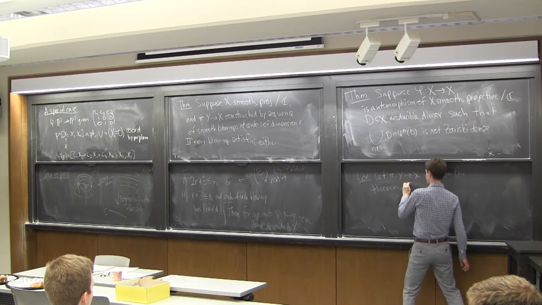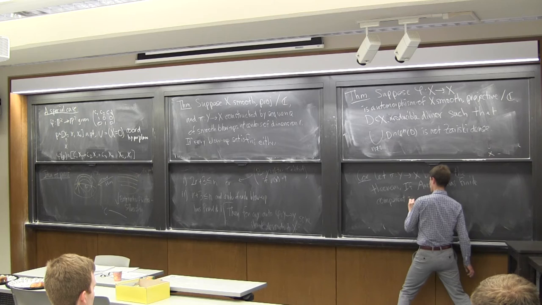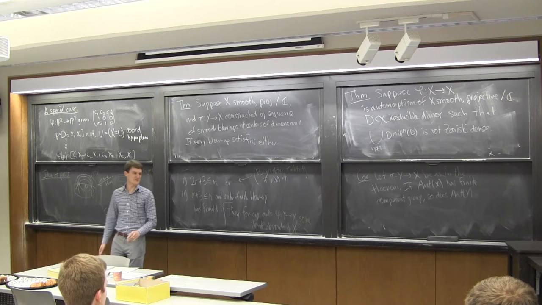If Aut X has finite component group, so does Aut Y. And the proof is more or less what you're suggesting. I think you get a subgroup of GL_n with bounded exponent or something like this, using this uniformity here.